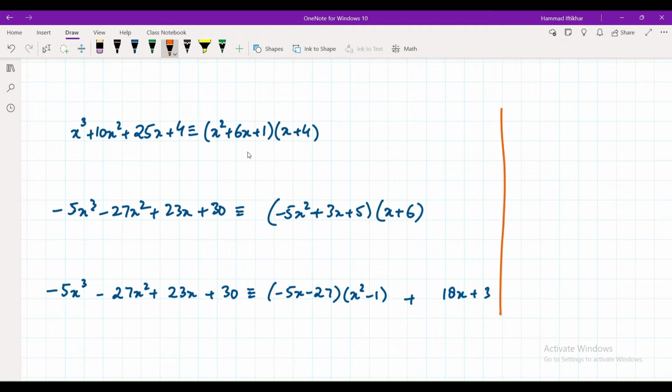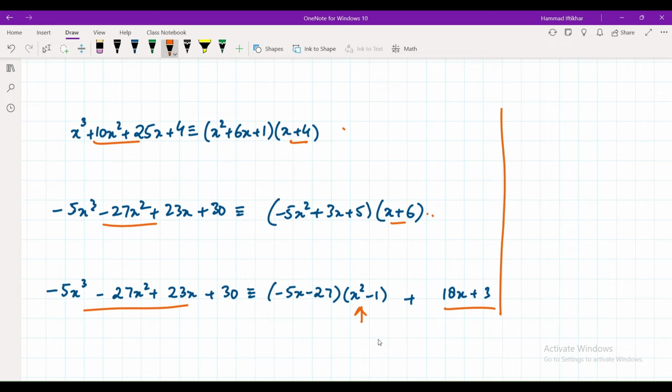Okay, now if we examine these three expressions, the first two tell us that x plus 4 evenly divides this cubic expression. Same way, x plus 6 evenly divides this expression. And as we wrote before, that would mean x plus 4 is a factor of this cubic expression. Similarly, x plus 6 would be a factor of this cubic expression. However, x squared minus 1 would not be a factor of this because it has a non-zero remainder over here.